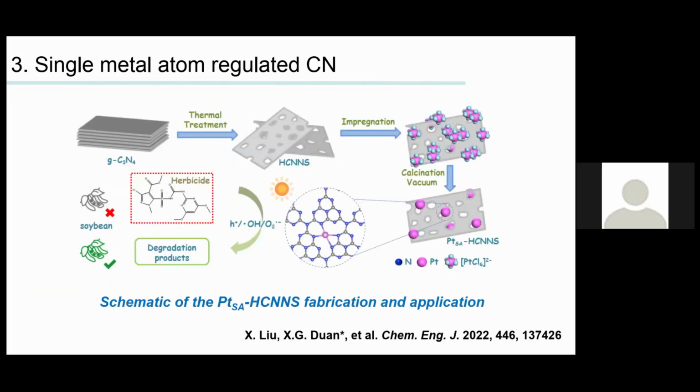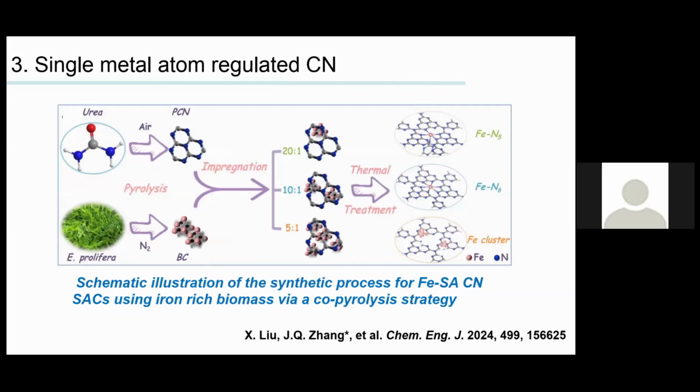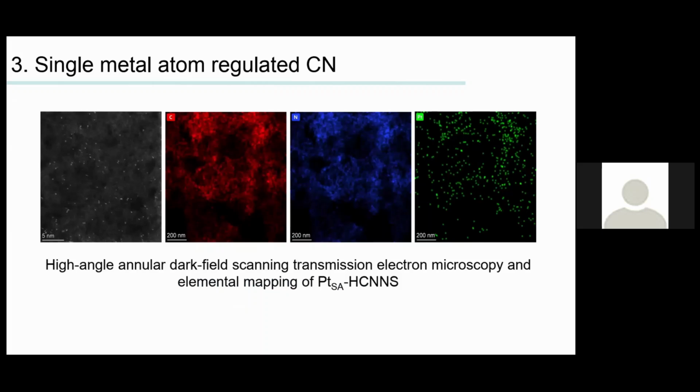Firstly, we employed a wet impregnation approach to anchor single platinum atoms onto holey carbon nitride nanosheets. Also, we adopted a co-pyrolysis strategy using iron-rich biomass to synthesize the single iron atom doped carbon nitride. The presence and the ultrafine dispersion of single metal atoms on the carbon nitride substrate were confirmed. You can see in these figures, no nanoparticles or clusters were observed.